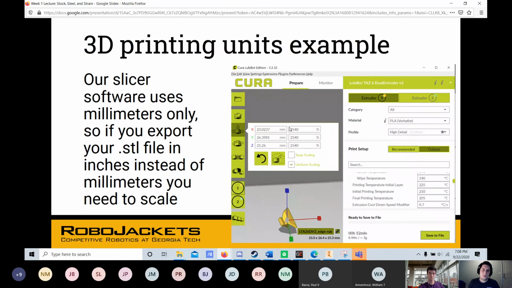Now, for the specific 3D printer that we use in the RoboJackets shop, our slicer software named Cura uses millimeters only. So when you export, like I said before, you need to make sure that stuff's in millimeters and not in freedom units.